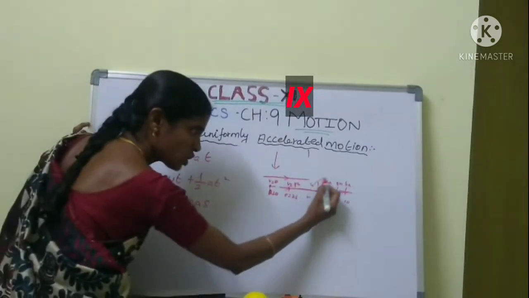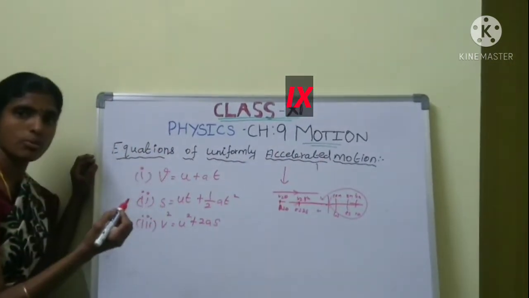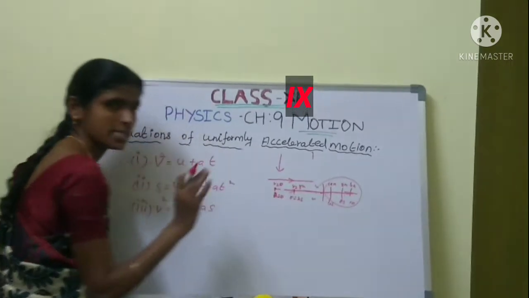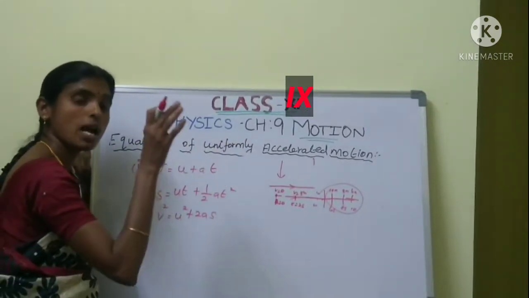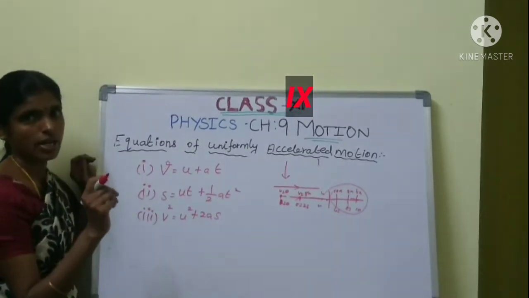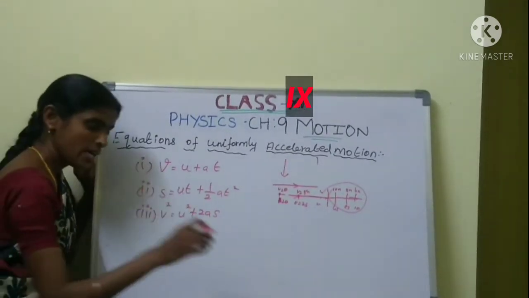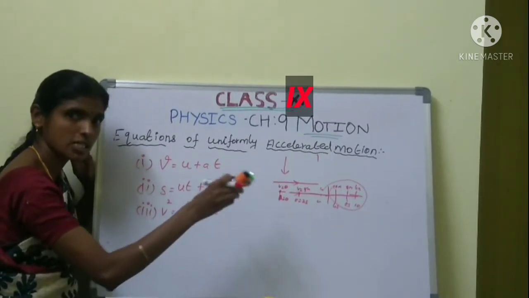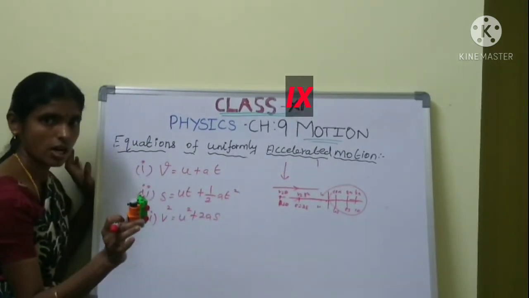Okay? This is also uniformly accelerated motion. Do you understand? Increase the velocity or decrease the velocity, that is the equal amount of velocity. That is called the uniformly accelerated motion. Are you clear? Okay. Whenever we apply the equal amount of velocity in equal intervals of time, that is called uniformly accelerated motion. Are you clear?